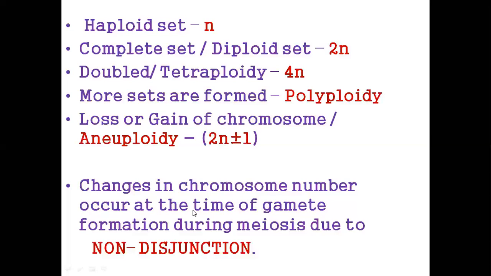Changes in the chromosome number occur at the time of gamete formation during meiosis due to a very important process called non-disjunction.